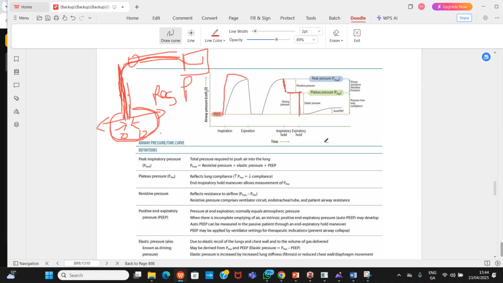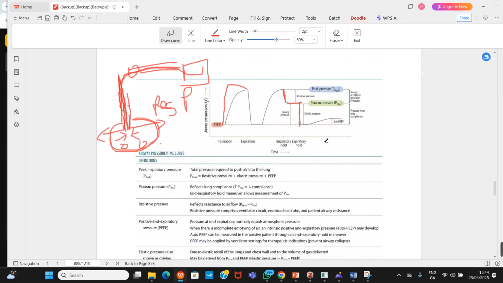What do we think will happen to elastic pressure in a lung that is not compliant? I just want to try and create some confusion. Let me see if you can figure it out. A lung that is not compliant, what will happen to elastic pressure?